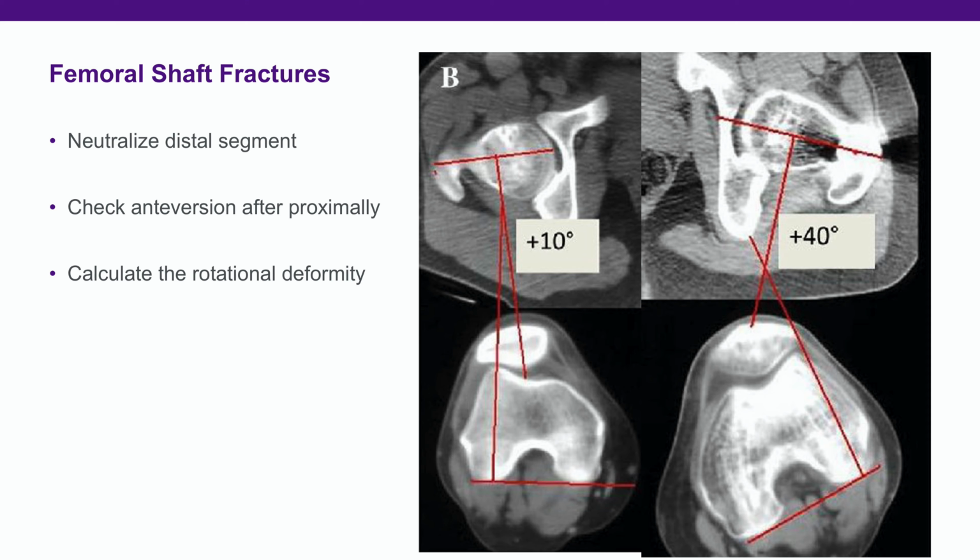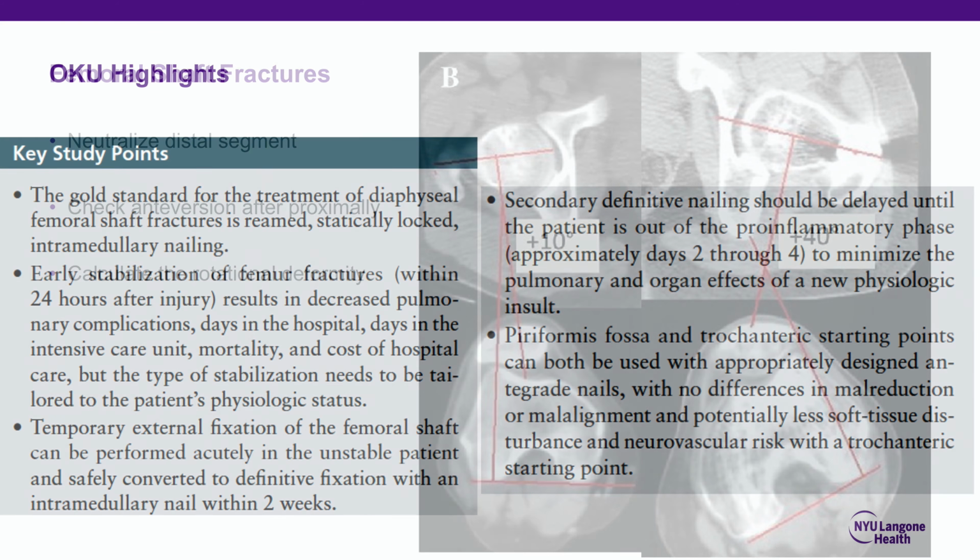A commonly tested concept is correction of malrotation in femur fractures. The easiest way I think of this is to neutralize the distal femur. So in the image on the left, labeled B, the distal femur is at neutral and there's 10 degrees of anteversion on the hip. For the image on the right, you neutralize the distal femur and then check the amount of anteversion proximally. For this patient, this would add more version proximally. After this, you calculate the difference of version on each side and determine where the rotational deformity is and what needs to be done to correct this.